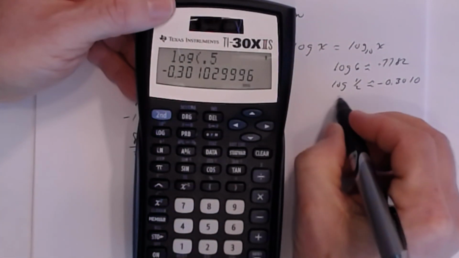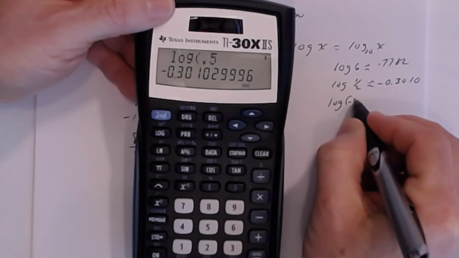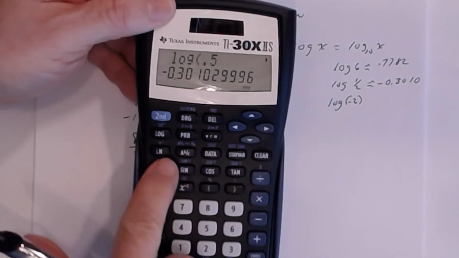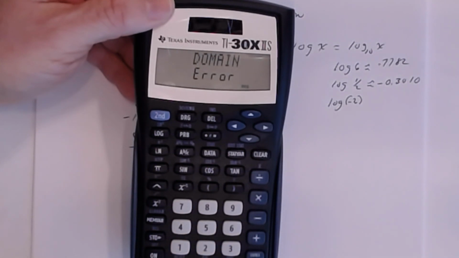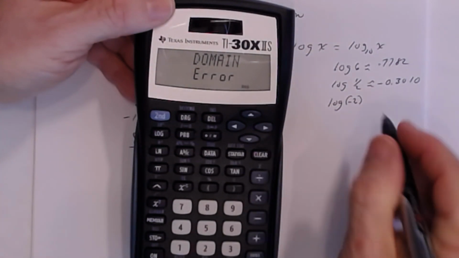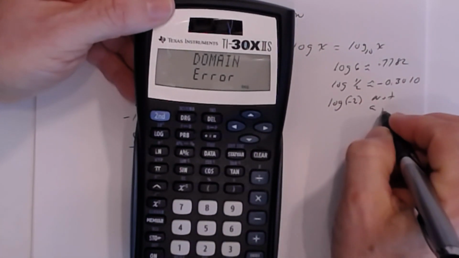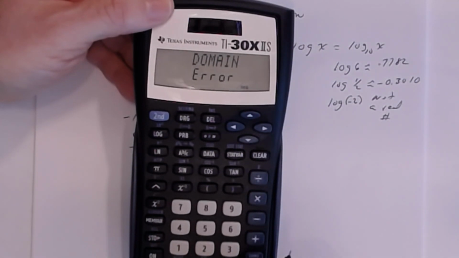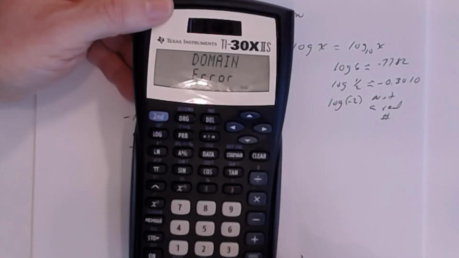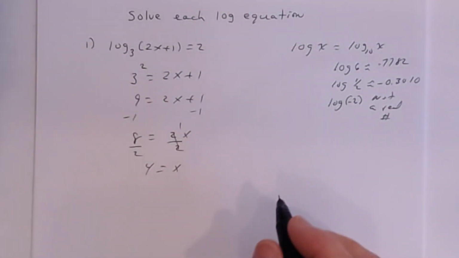But here's what I want you to see. If I take the log of negative 2, notice what happens. You get an error. That means that the log of a negative number is not a real number. You cannot take the log of a negative number, and here's why.